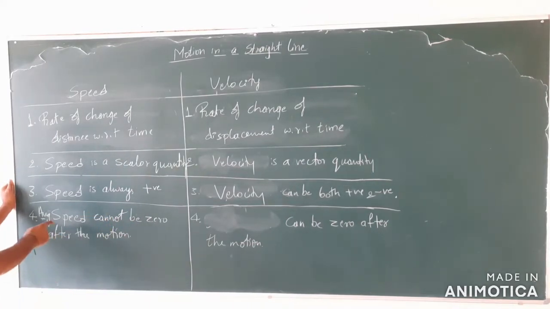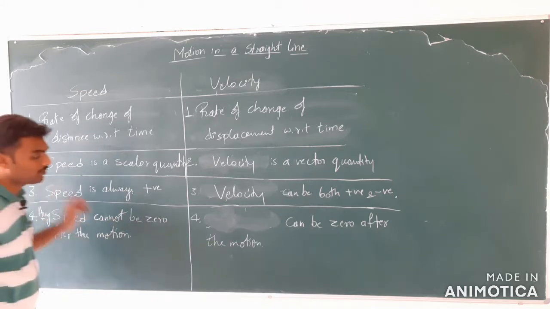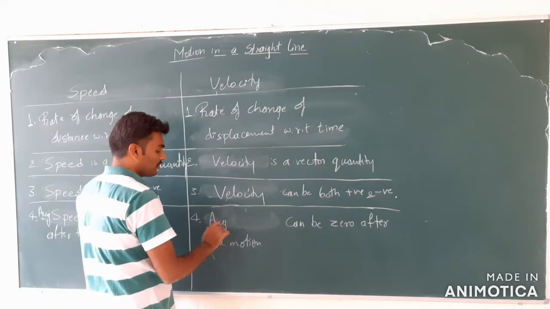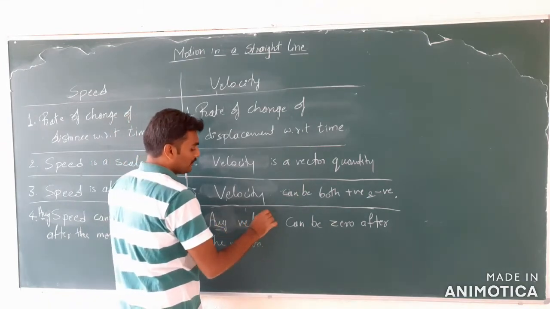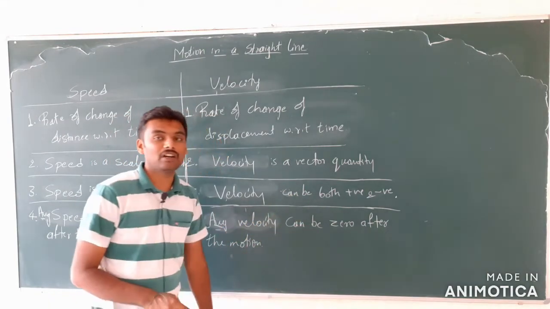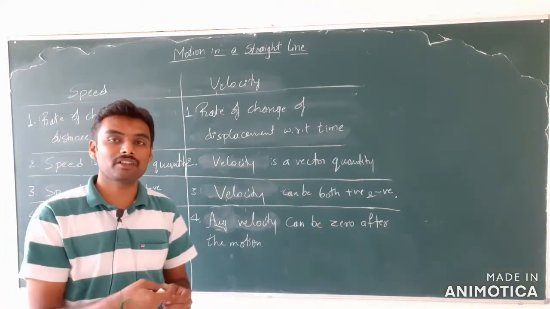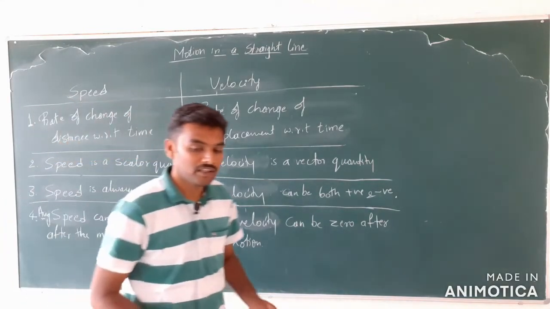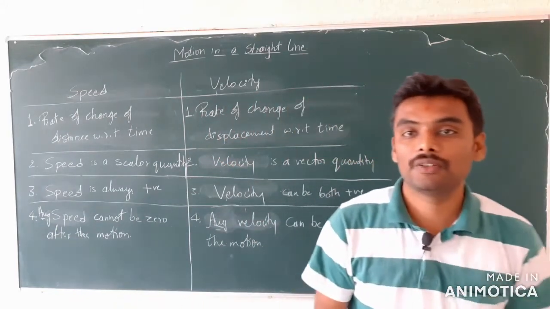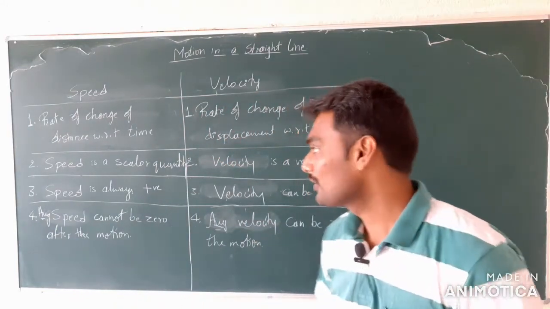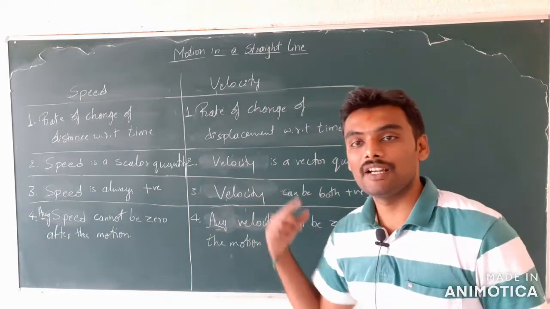See here, this is not simply the speed, it's the average speed which we should consider, because instantaneous speed can be zero after the motion, right? But average speed cannot be zero after the motion, and average velocity can be zero after the motion, right? When the body comes back to the same position, displacement is zero. When the displacement is zero, velocity will also be zero. Okay, so these are the four differences between speed and velocity.